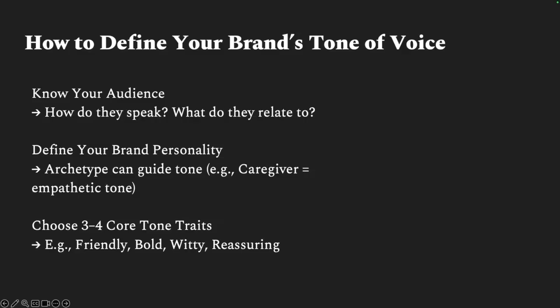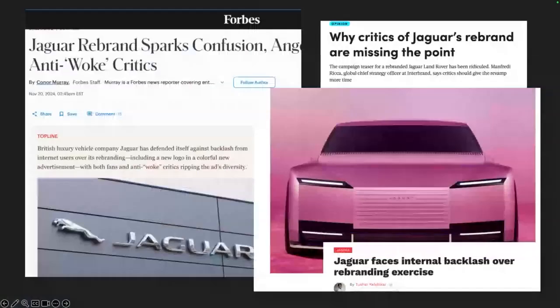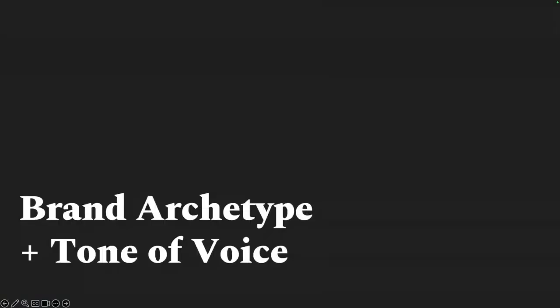So if you are a caregiver, right, your tone needs to be empathetic, needs to be soft, right? If your brand is the ruler, then your brand can be arrogant a bit. Okay, if your brand is the jester, then your brand will be a bit more comedic, right? So this is like what we mentioned, right? What is your brand value, or core trait? Friendly, bold, witty, reassuring. It all controls your tone of voice, which is by the color, the images, and your words. Okay, so that is about brand archetype and tone of voice. Okay, any question?